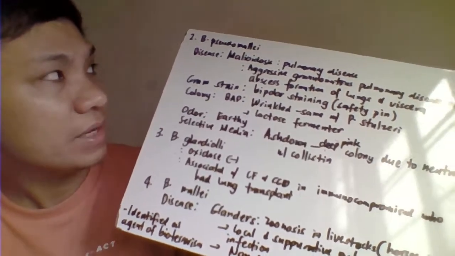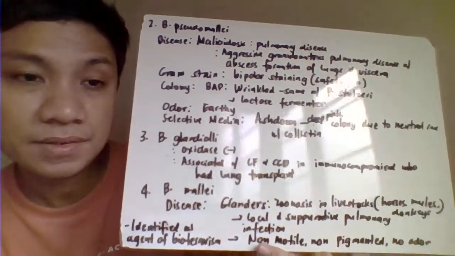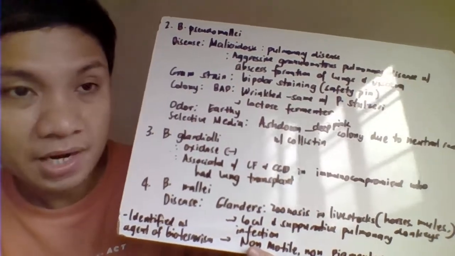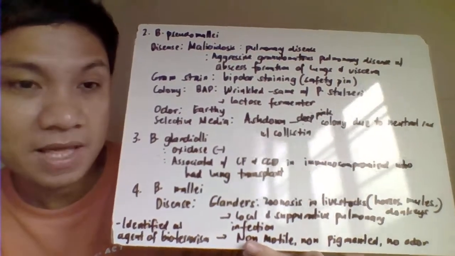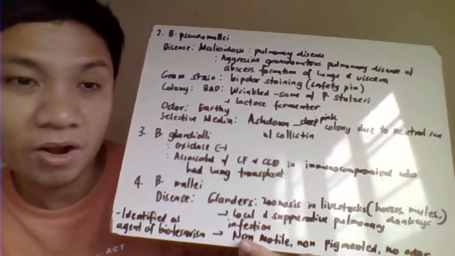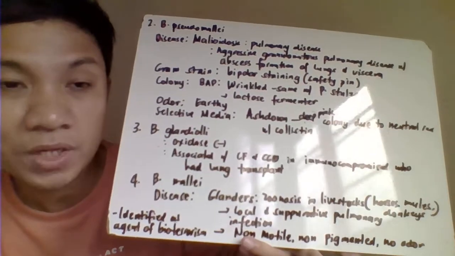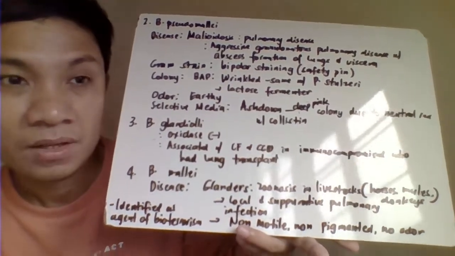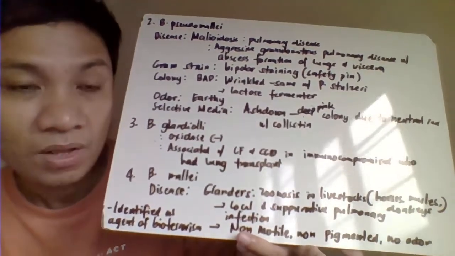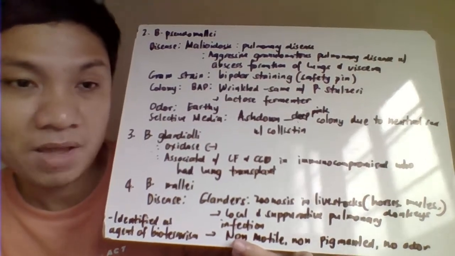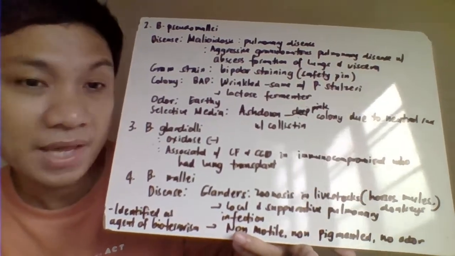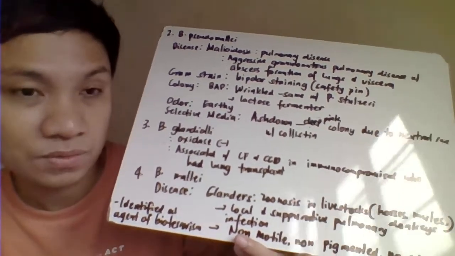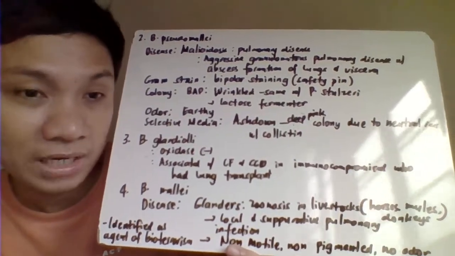Okay, so we have here the Gram stain result of your Burkholderia pseudomallei. So in the blood agar plate, it appeared to have wrinkled na colony characteristics. So again, this would resemble your Pseudomonas stutzeri, only that this one is a lactose fermenter. Your stutzeri does not ferment lactose. Pero pareho sila na wrinkled na colony.